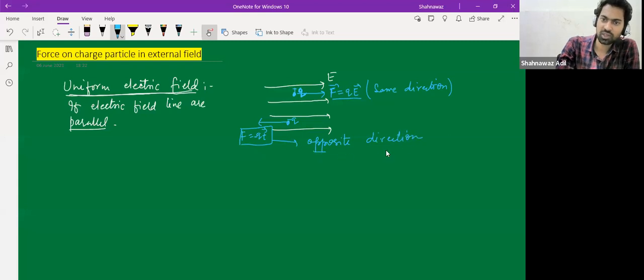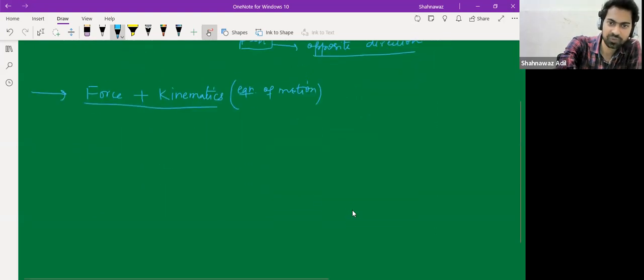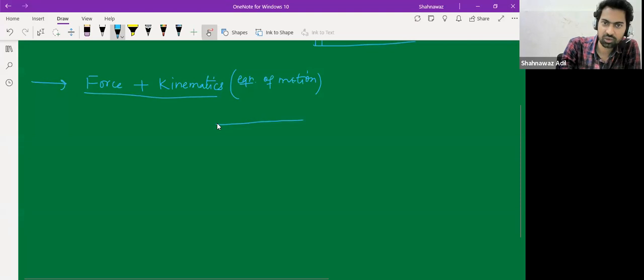Right. So there is a question related to this force, and it is combined with the concept of kinematics. And what is kinematics? The equations of motion. So what is the question? The question is that there are two plates, and the electric field is in this direction. The field is uniform.